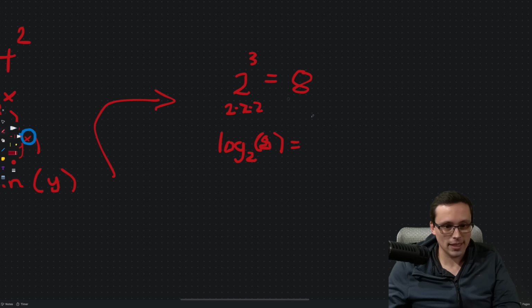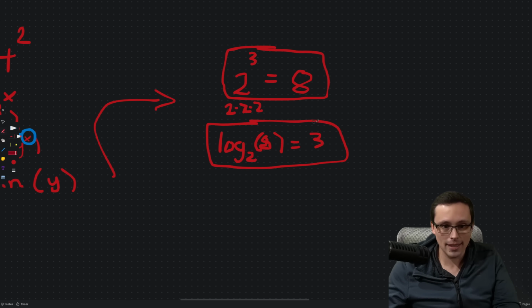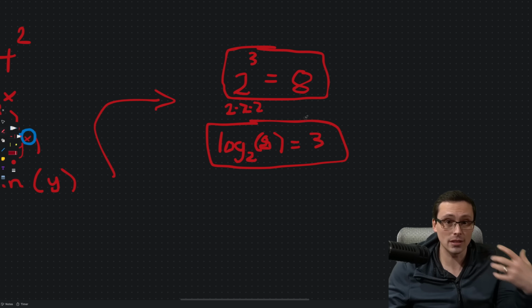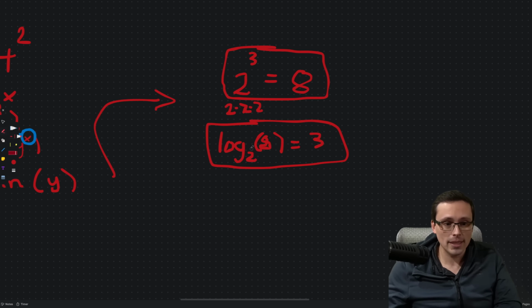And I don't know why my 3 has an extra little curl on it here. This is a 3. So what we're saying is that these actually mean the same thing. This and this mean the same thing. This is essentially the definition of a logarithm. A logarithm is an exponent.